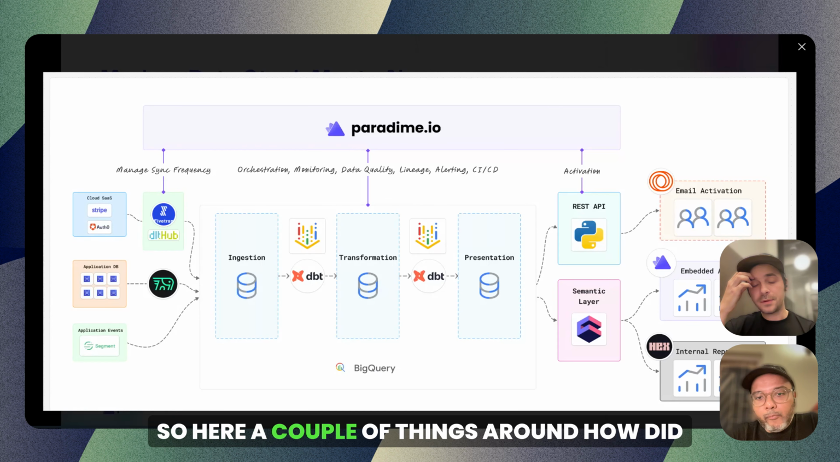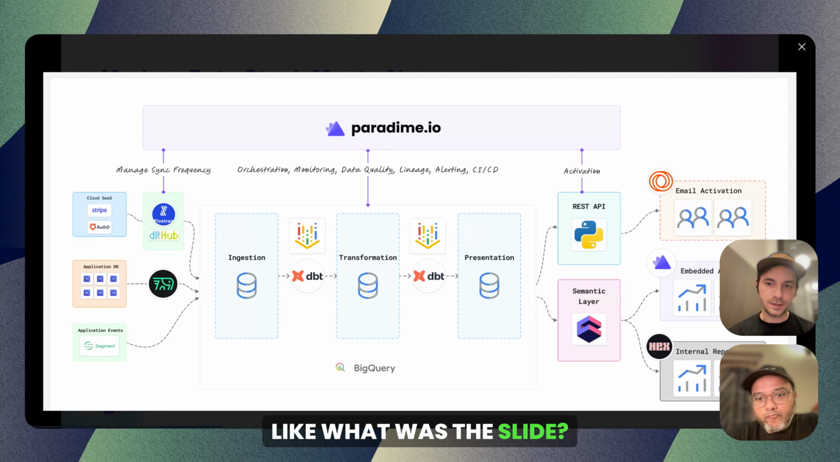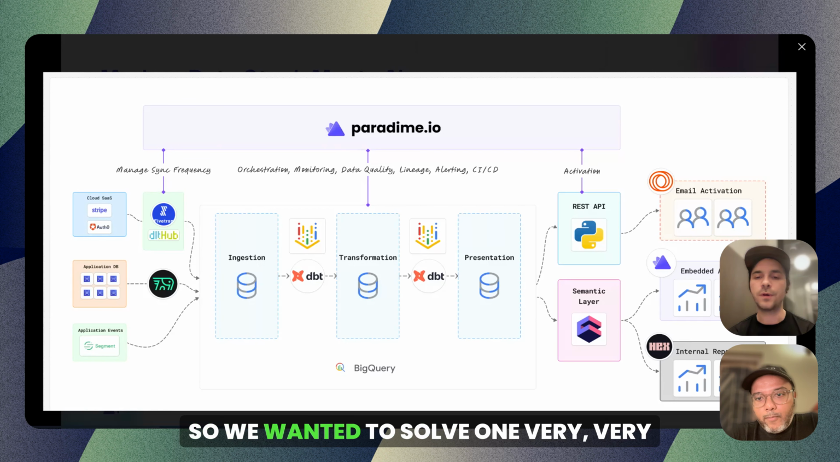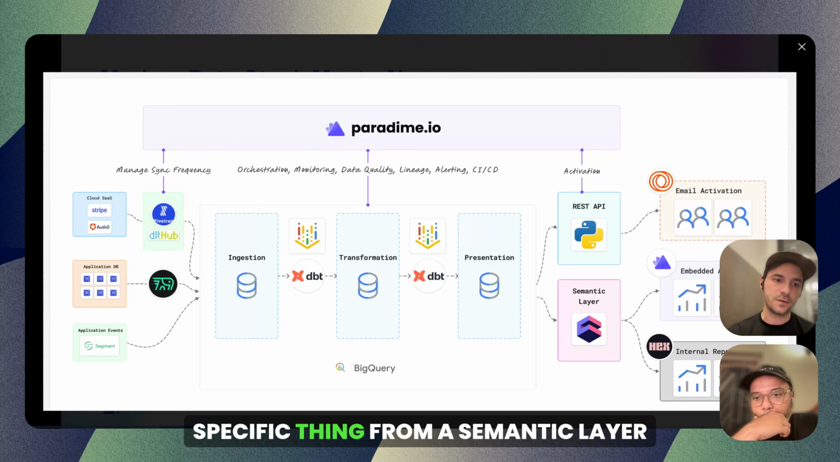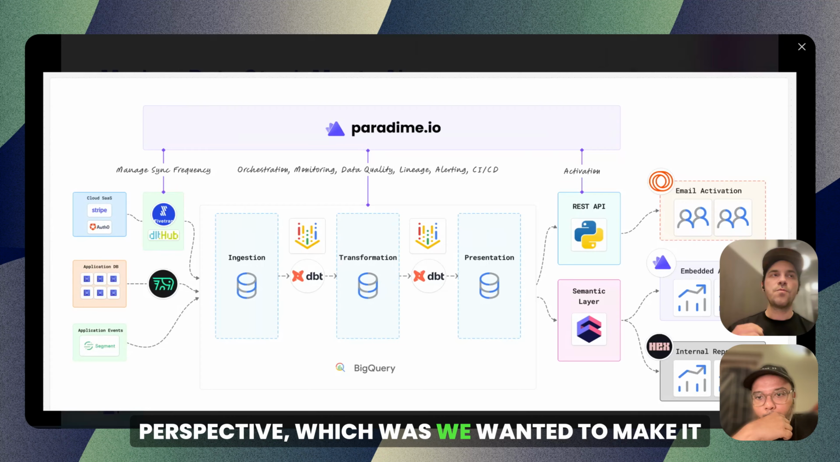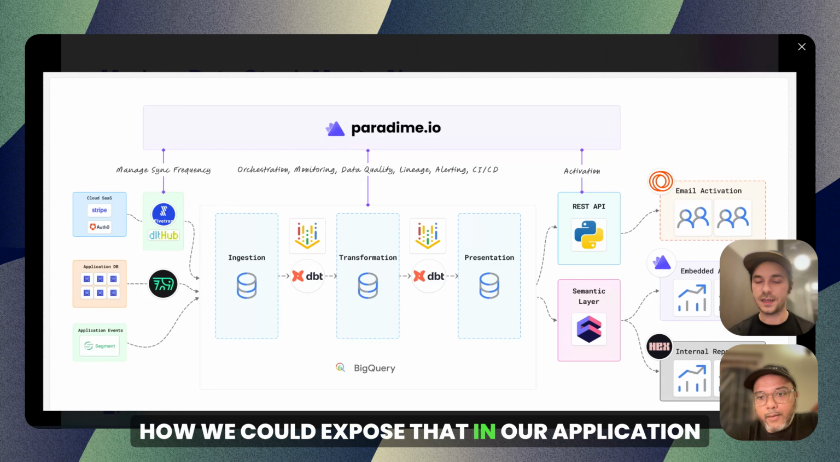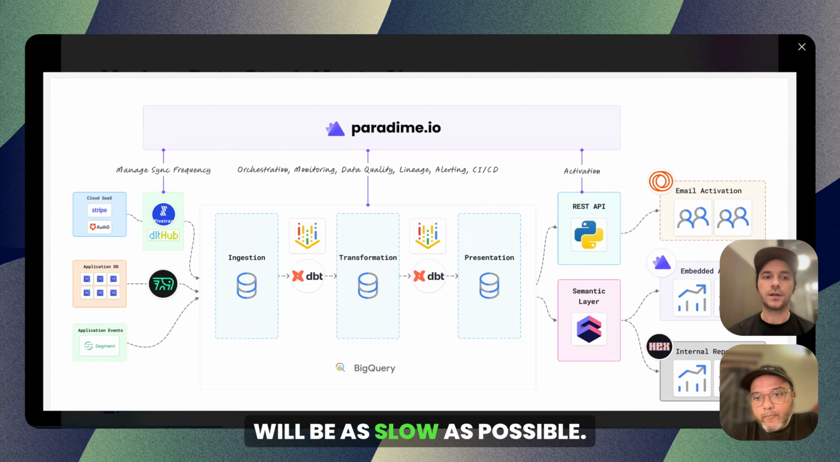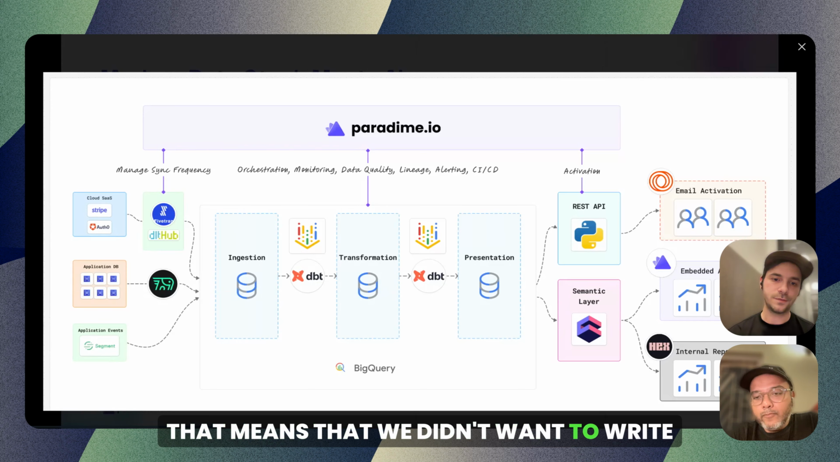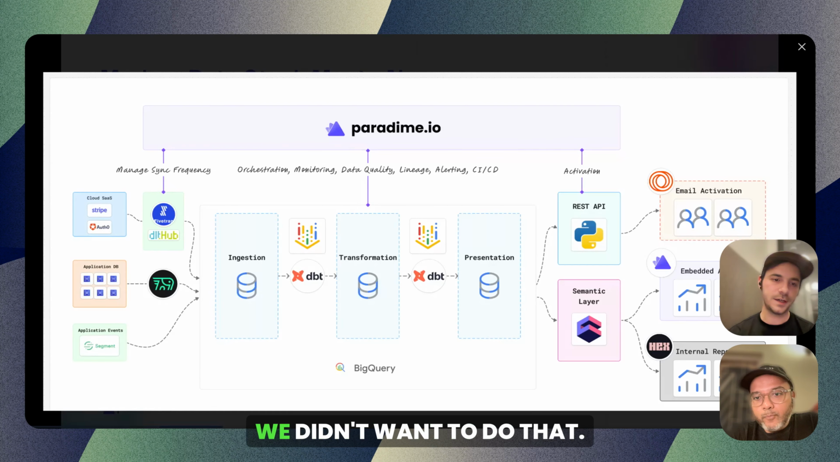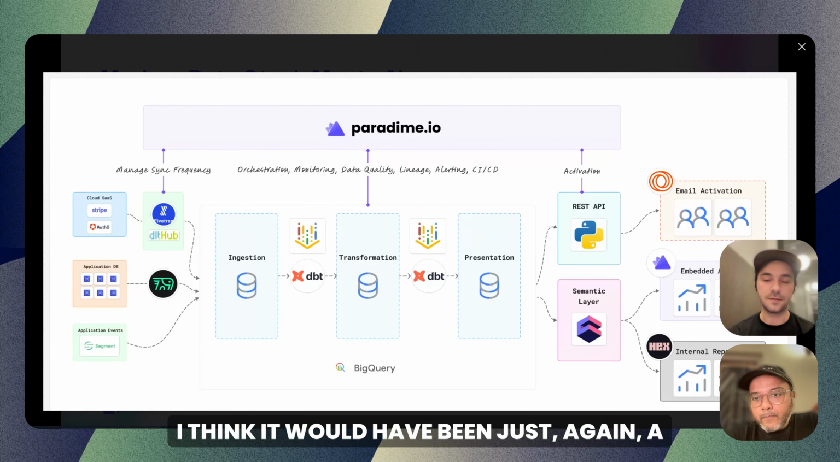Here, a couple of things around how we went about this. What was the decision behind it? Maybe take a step back. We wanted to solve one very specific thing from a semantic layer perspective: we wanted to make it so that the maintenance of a new metric and how we expose it in our application would be as low as possible. That means we didn't want to write different case statements, filtering data on the front end. I think it would have been, again, a problem of scale.